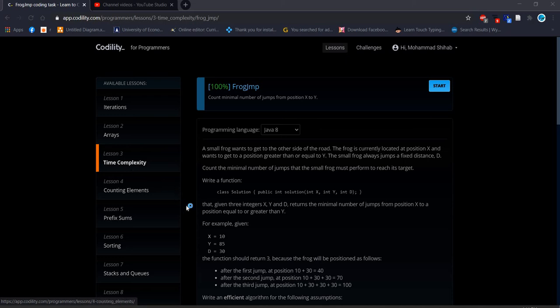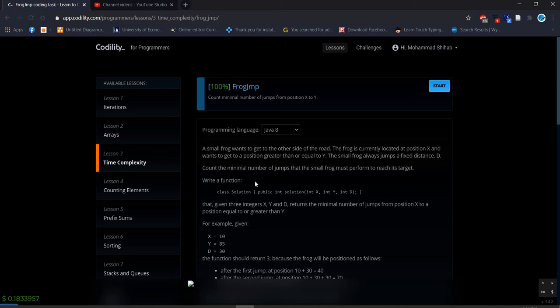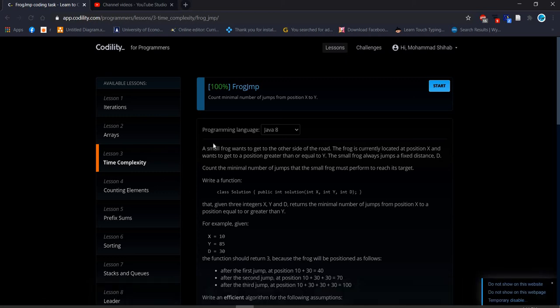Basically time complexity is related like this. Today we will solve this problem. Before solving it, at first we have to read the problem statement carefully: what they want, what we have to solve. So let's start to read the problem. A small frog wants to get to the other side of the road. The frog is currently located at position X and wants to get to a position greater than or equal to Y. This is very important information, remember it.